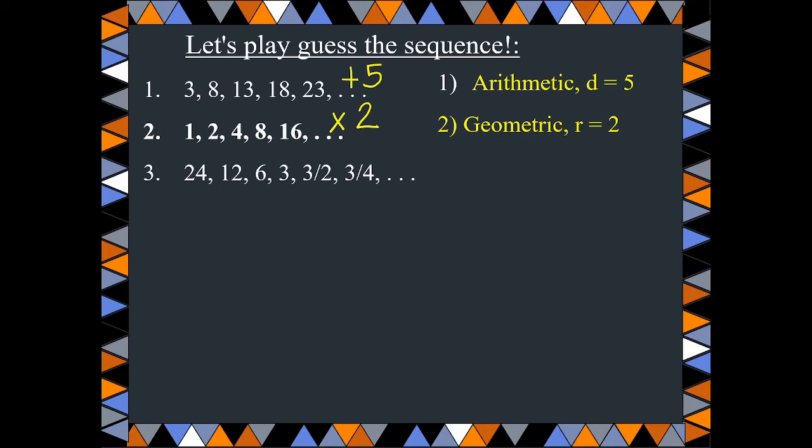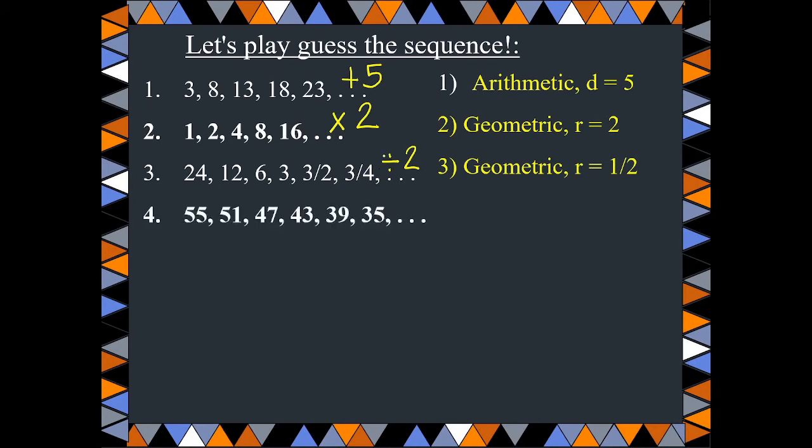Sir, it's geometric and the pattern is 1/2. And the pattern rather, or the ratio is 1/2. And you have noticed it over here. This is divided by 2. Because when you multiply a number by 1/2, it's simply dividing the number by 2. Okay? Number 4 rather. It's arithmetic and the common difference is negative 4 because the pattern is subtracting 4. Okay? Number 5.